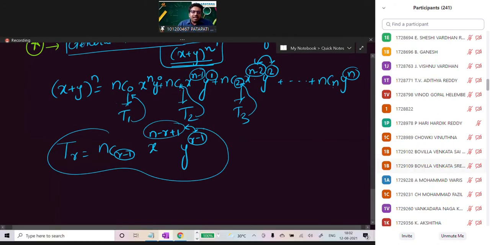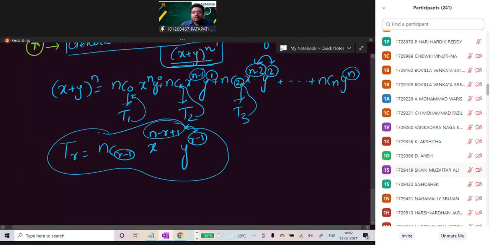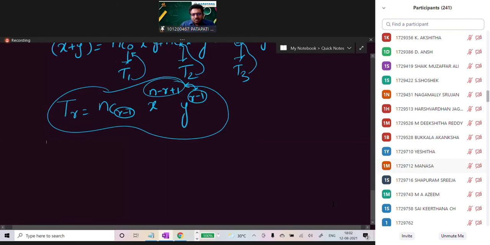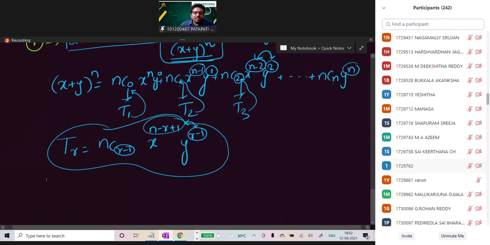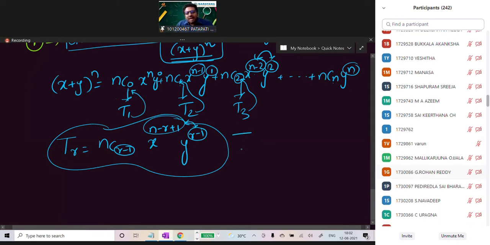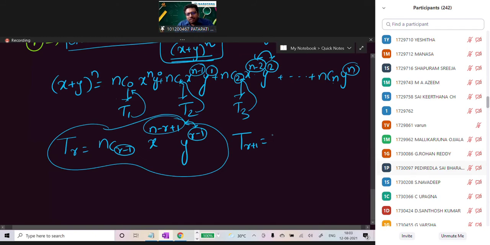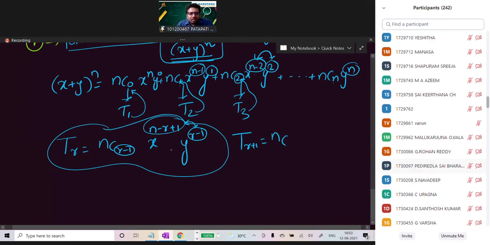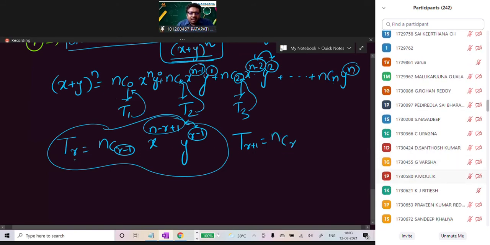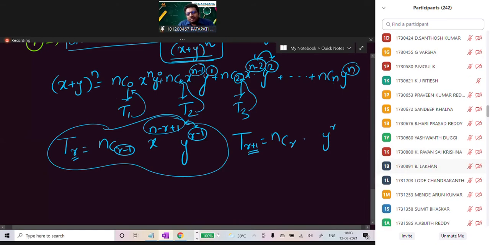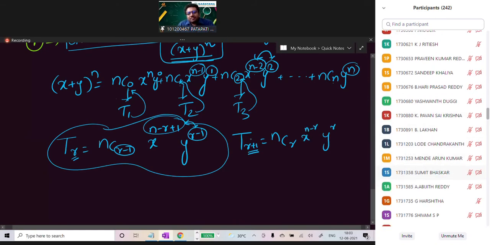This is the general term, but I am not happy with this. This looks very clumsy. Sir, can we convert into P and C? Permutations and combinations. I am not happy with this. What I do is, instead of TR, I'll write TR plus 1. What is TR plus 1? TR plus 1 minus TR. NCR. TR, you get NCR minus 1. If you want TR plus 1, it's NCR, y to the power r, x to the power n minus r, right?